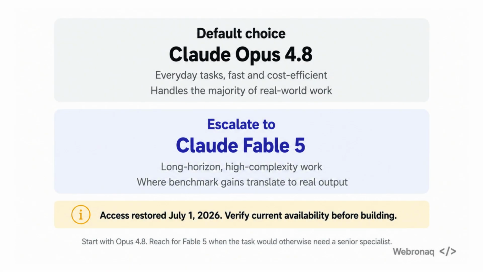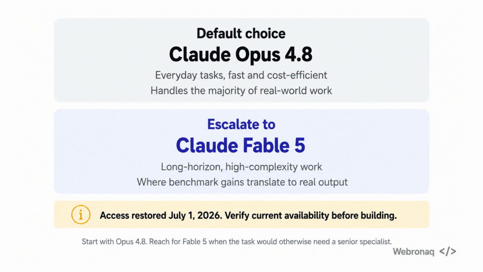Alright, let's land the plane. Here's the clearest mental model you can take away from this video. Start with Opus 4.8. It is fast, it is half the price, and it handles the large majority of everyday tasks: writing, analysis, code review, explanation, debugging. You do not need the Mythos tier for that. Reach for Fable 5 when the job is genuinely long horizon and high complexity. Multi-step migrations, full codebase refactors, deep autonomous research runs, work where Opus 4.8 has hit a ceiling, and the benchmark gap actually translates into better output.